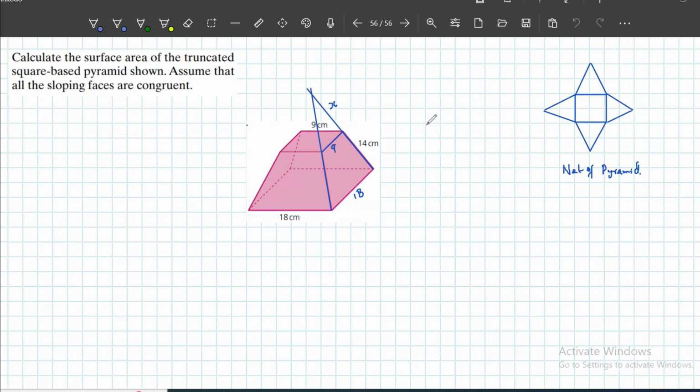Means we can say that x over the total length of the bigger triangle, which is x plus 14, is equal to one side of the smaller triangle, which is 9, over one side of the bigger triangle, which is 18. After this, we can use the cross multiplication concept.